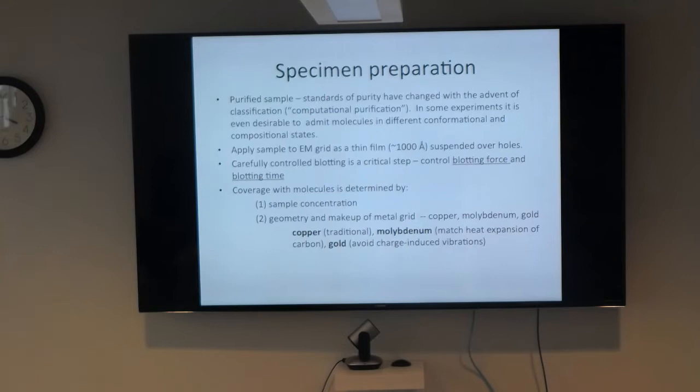Now there are all kinds of different materials. Copper was the traditional one. Molybdenum was used for some time, the idea being that it has a very low change with different temperatures, and gold has been added to this whole menu recently because of the discovery of the very strong drum kind of movements.